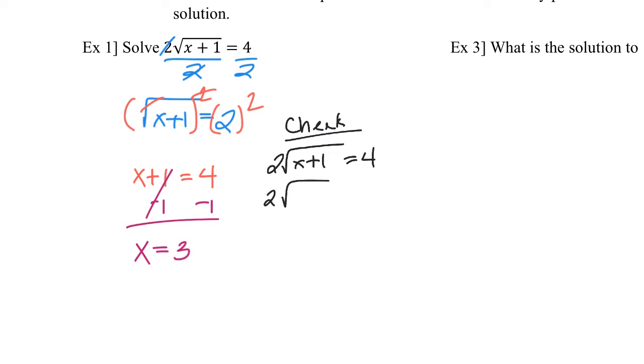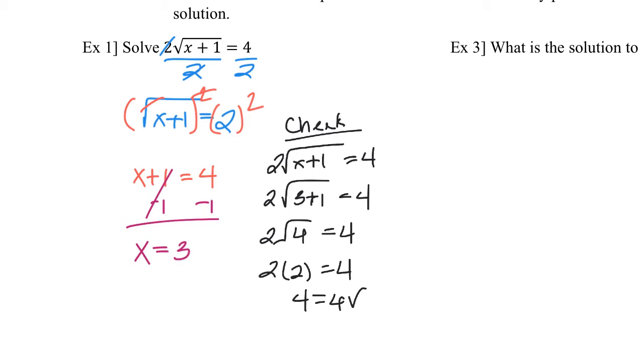2 times the square root of 3 plus 1 equals 4. 2 times the square root of 4. Well, the square root of 4 is 2, and 2 times 2 does in fact equal 4. Since this is true, this is not an extraneous solution. This is your final answer.